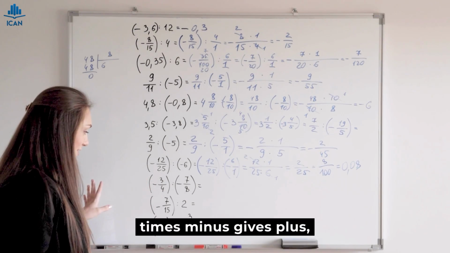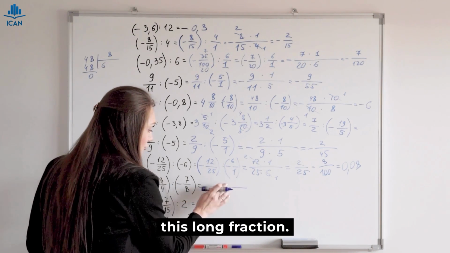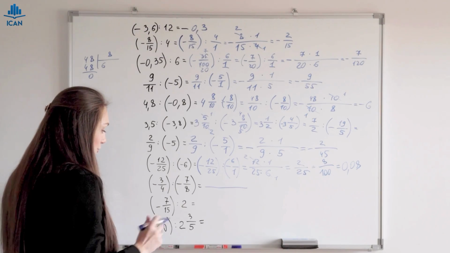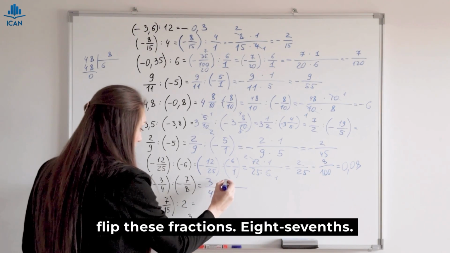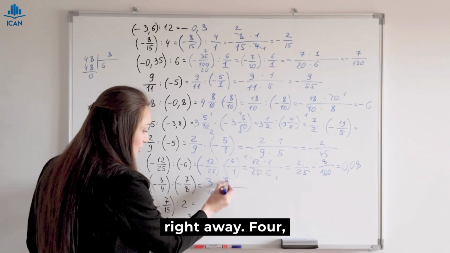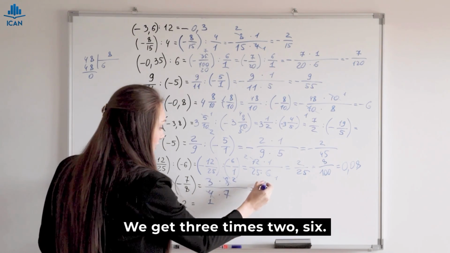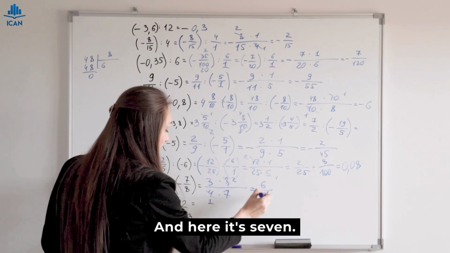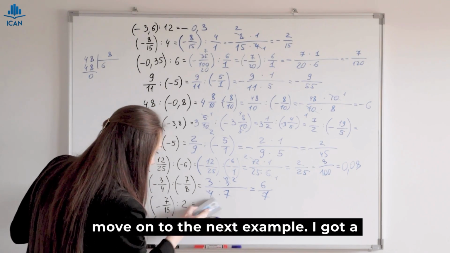Here, minus times minus gives plus. So we can immediately cross out this long fraction. We multiply 3/4, flip these fractions, 8/7. Let's simplify it right away. 4, 8, and here we get 2, 1. We get 3 times 2, 6. And here it's 7, 6/7. Excellent. Let's move on to the next example. I got a bit lost here.